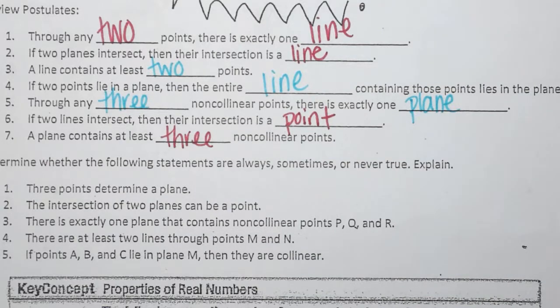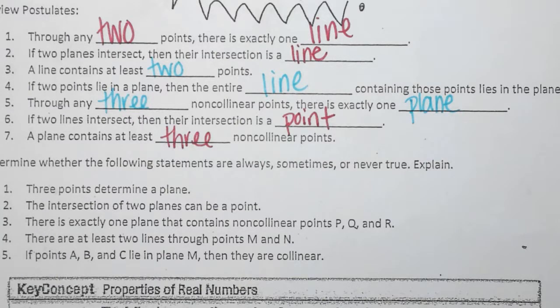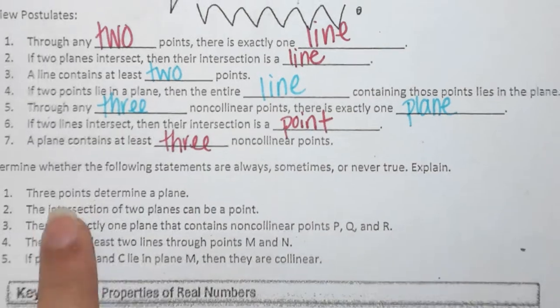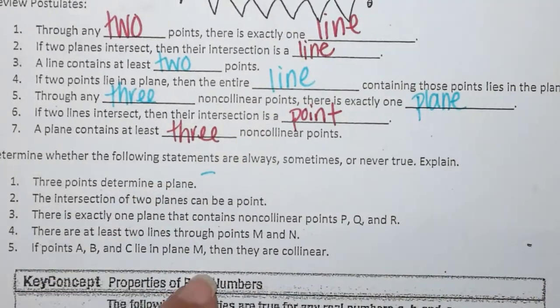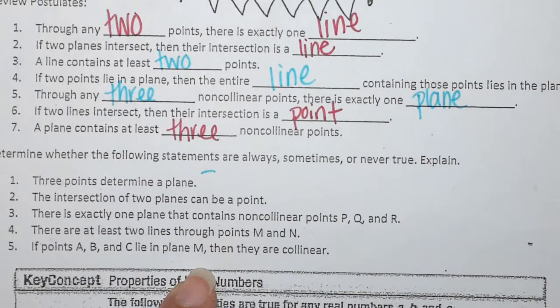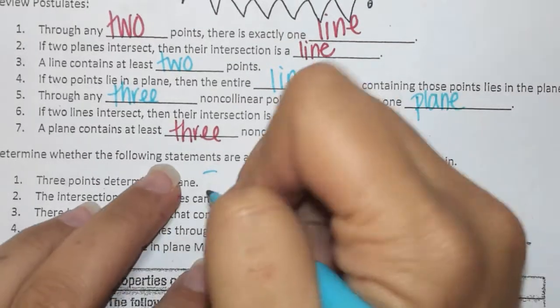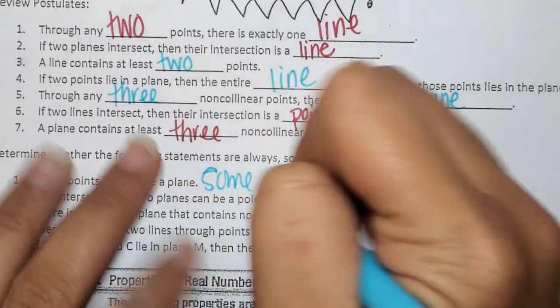Alright, determine whether the following are always, sometimes, or never true. We're not going to explain because we don't have a lot of room. Three points determine a plane. Always, sometimes, or never? Always. What if they're collinear? They have to be non-collinear. So sometimes.